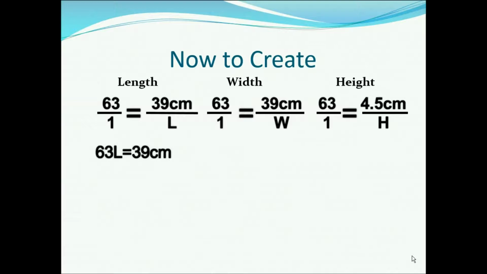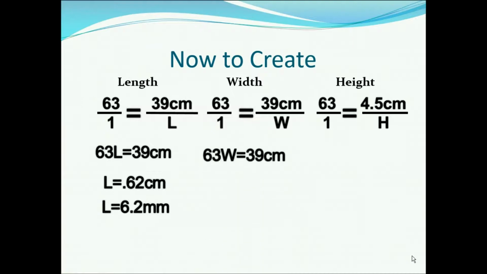Now we just got to divide out the coefficient, because 63 is times L, do the inverse operation with division, and that gives you L equals 0.62 centimeters. Now, because 0.62 is a little hard to identify on a ruler, we're going to go ahead and move that at least to millimeters and make it 6.2 millimeters. It's still the same distance, just so it looks a bit easier to work with.